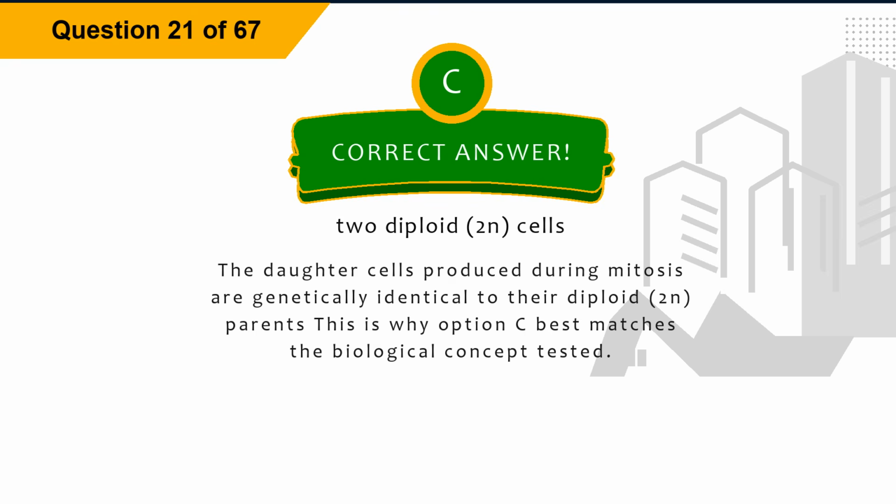The correct answer is option C, 2 diploid, 2N, cells. Explanation: the daughter cells produced during mitosis are genetically identical to their diploid, 2N, parents. This is why option C best matches the biological concept tested.